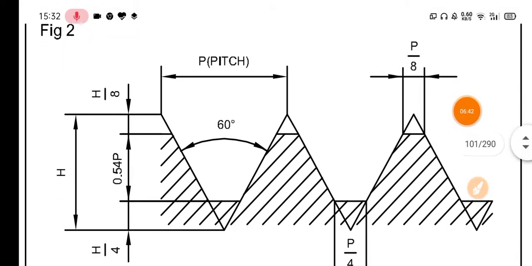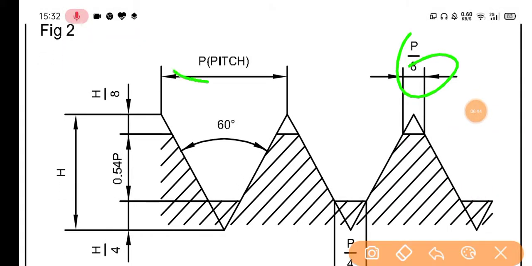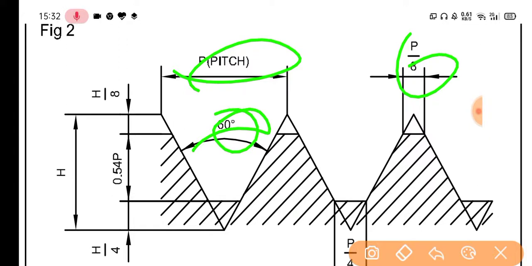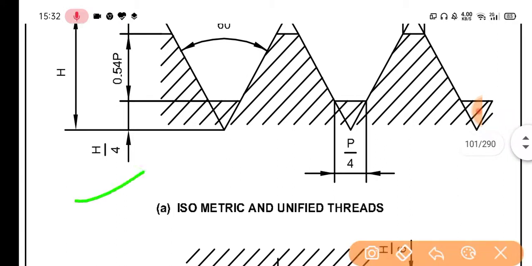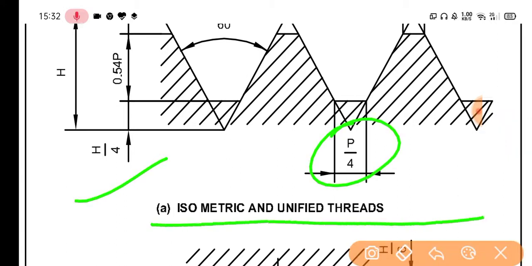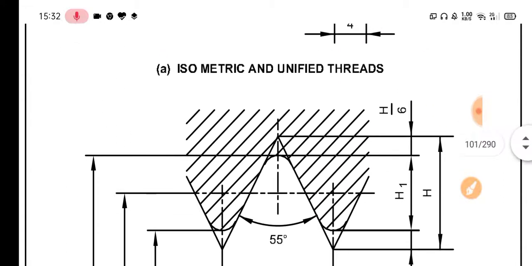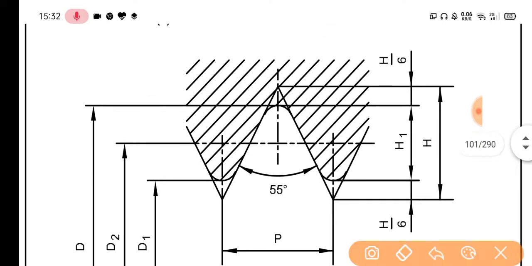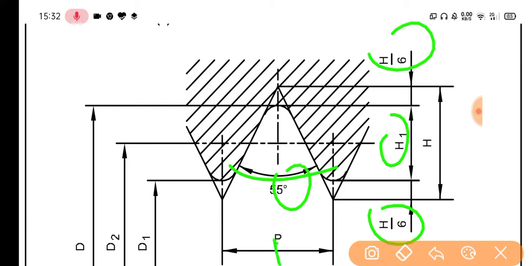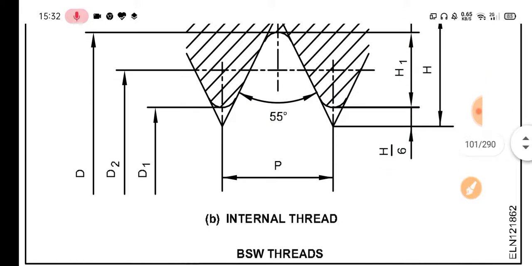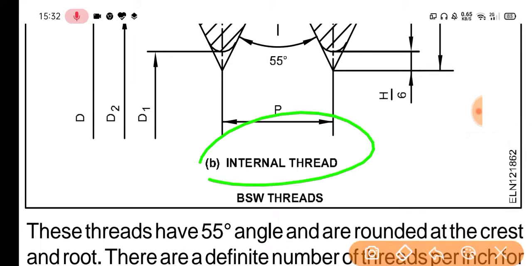Given picture 2, this is the pitch and the 60 degree angle, H8 and H of 0.54, and this is H4 and P by 4. ISO metric and unified thread. This is the H6 and H1, 55 degree angle P and D1, D2, and this is the internal thread.